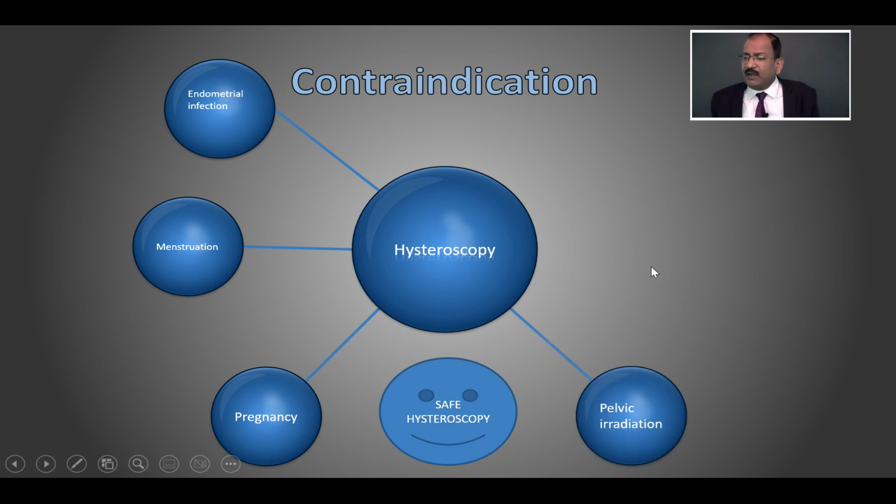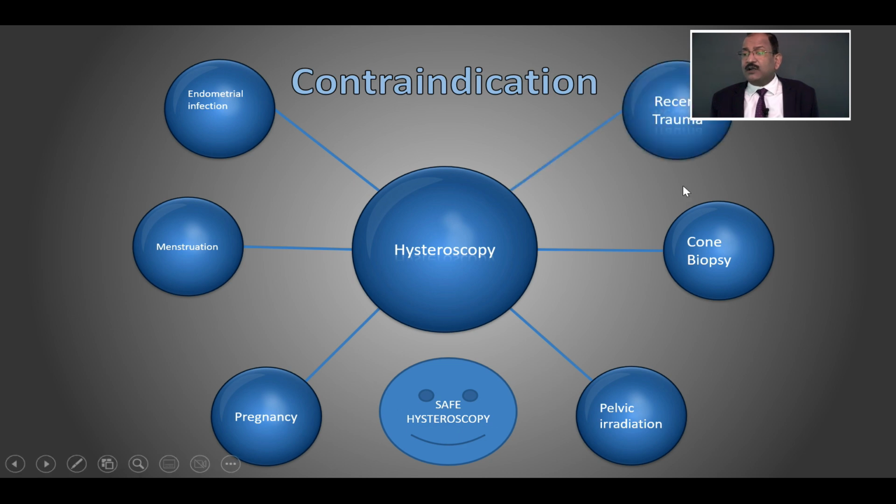After that, pelvic irradiation is a contraindication. If your patient has received any pelvic irradiation due to any cancer, the wall of the muscle has fibrosis and it is necrotic. If you do hysteroscopy, it will perforate the uterus. Cone biopsy or recent trauma is also a contraindication.